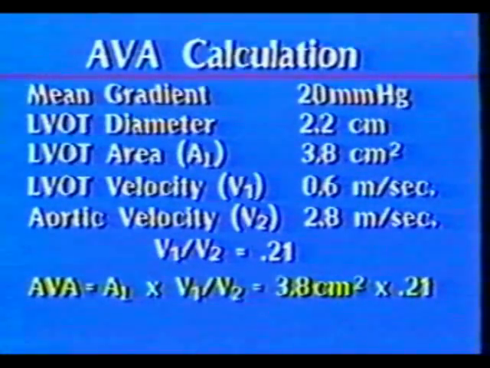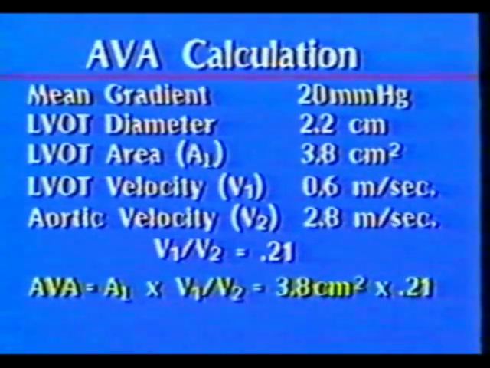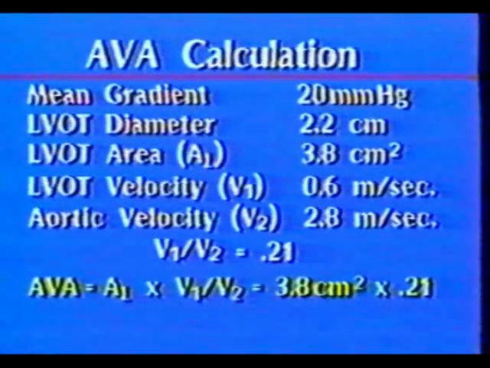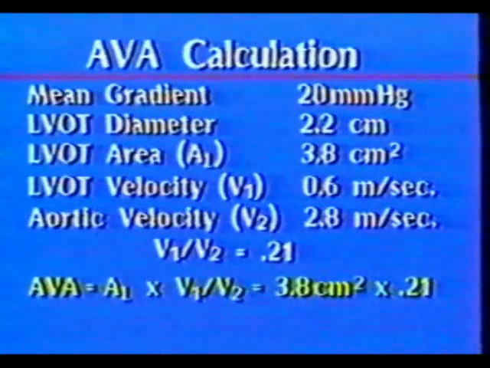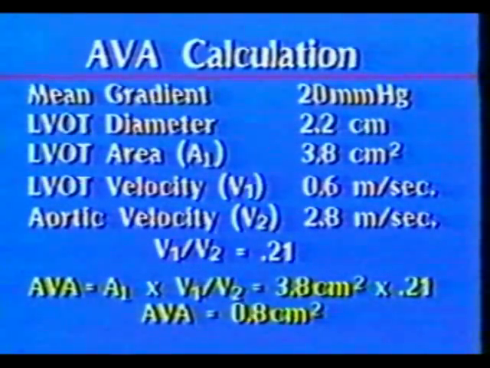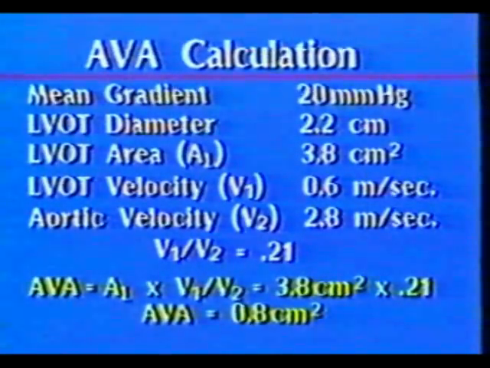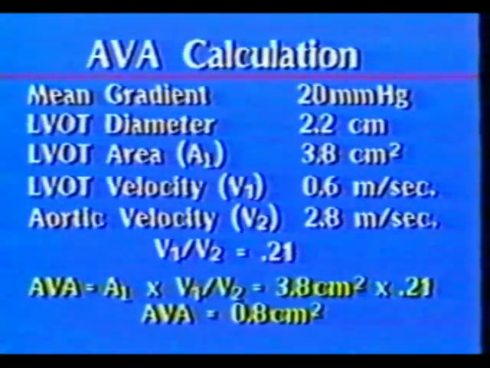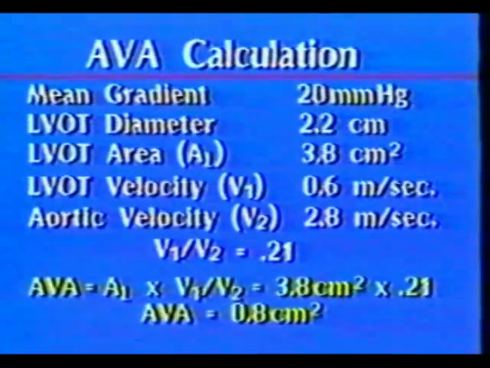The aortic valve area is calculated by multiplying the LVOT area times the V1 to V2 ratio. In this case, the valve area is calculated as 0.8 centimeters squared. Despite having only a 20 millimeter gradient, this patient has severe aortic stenosis.